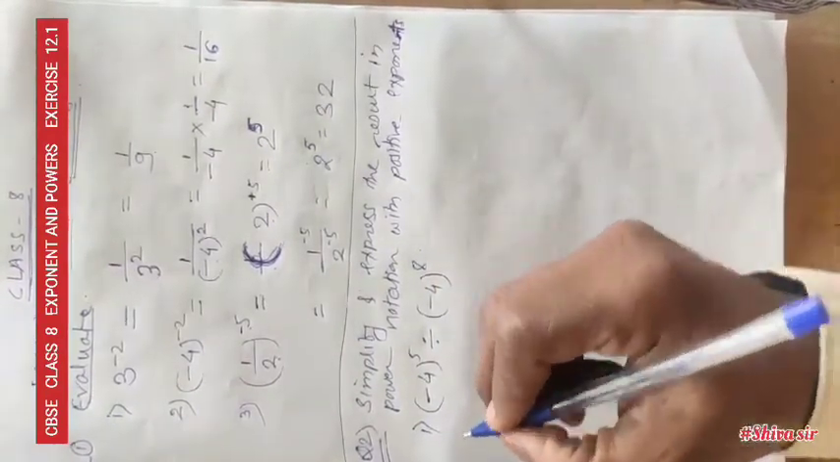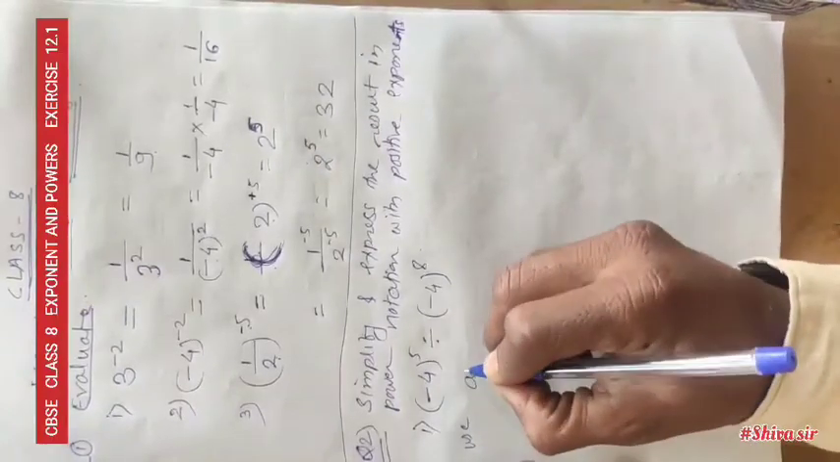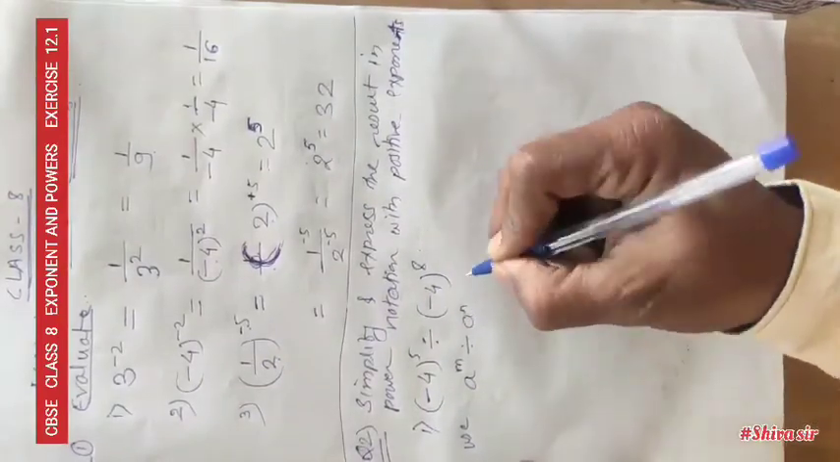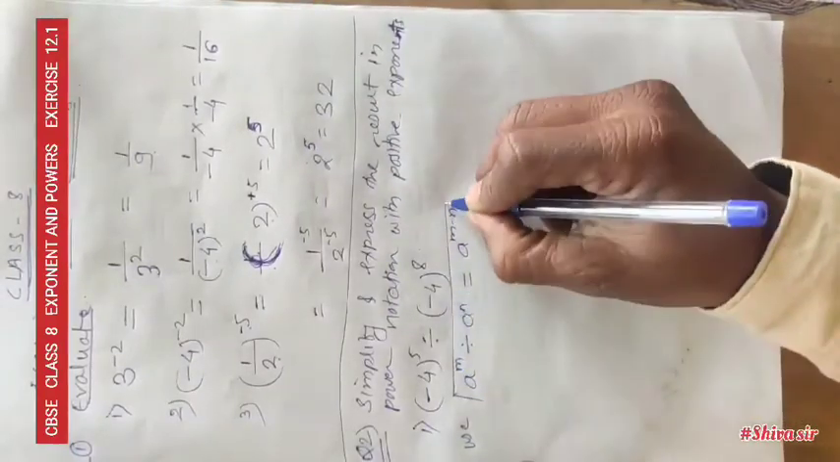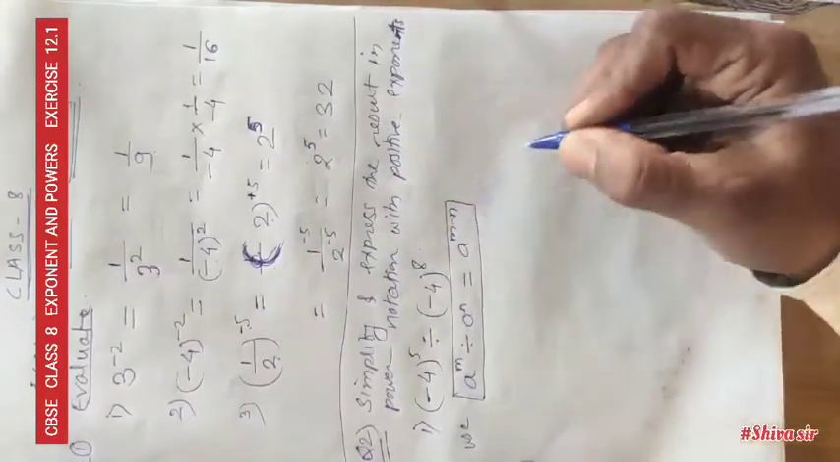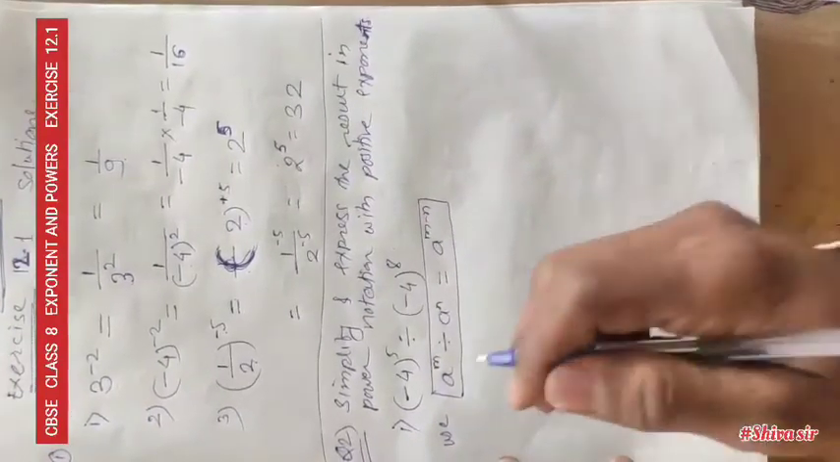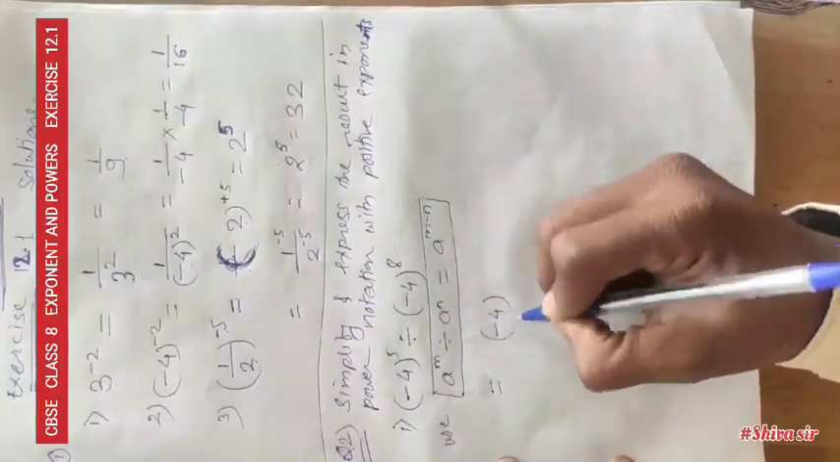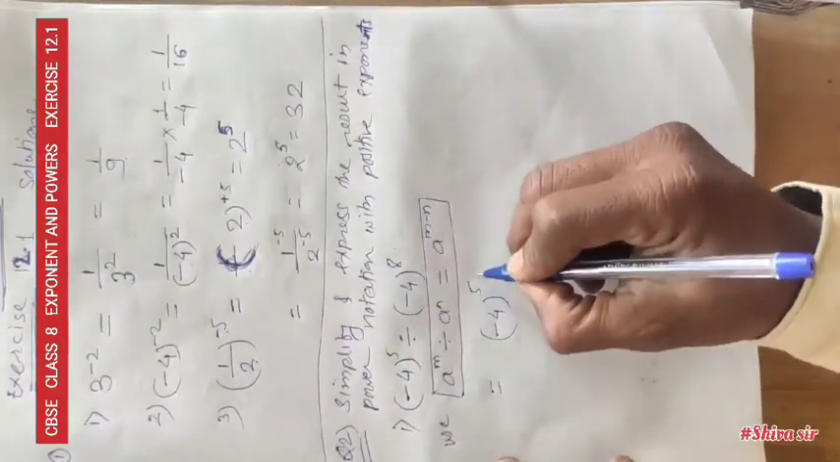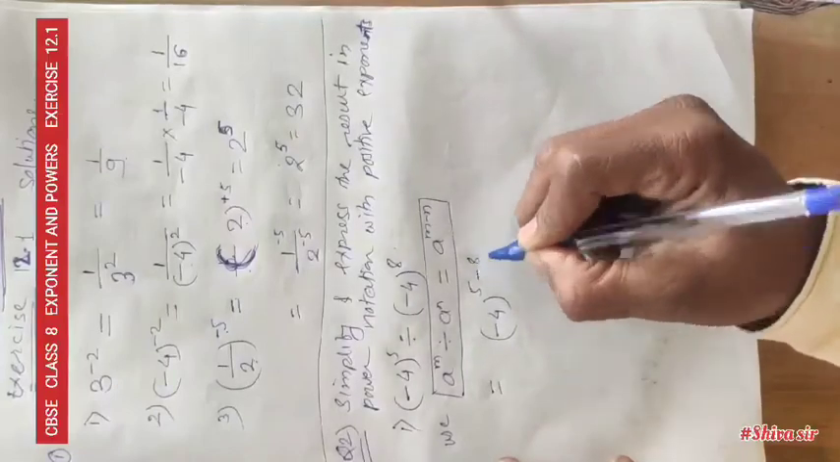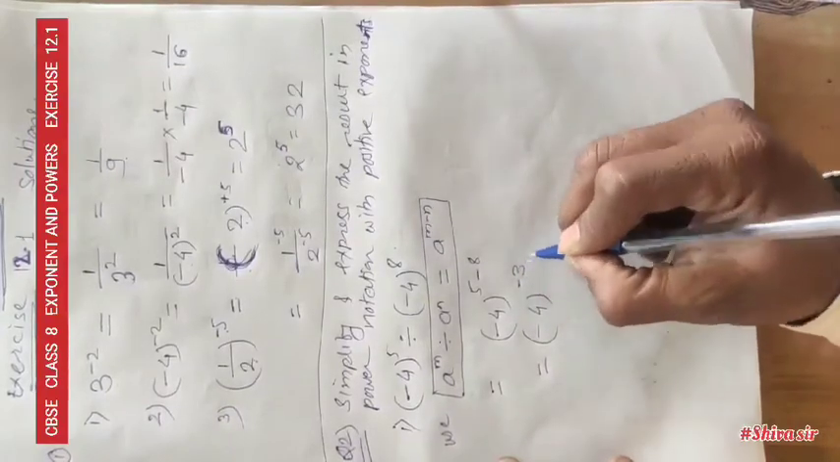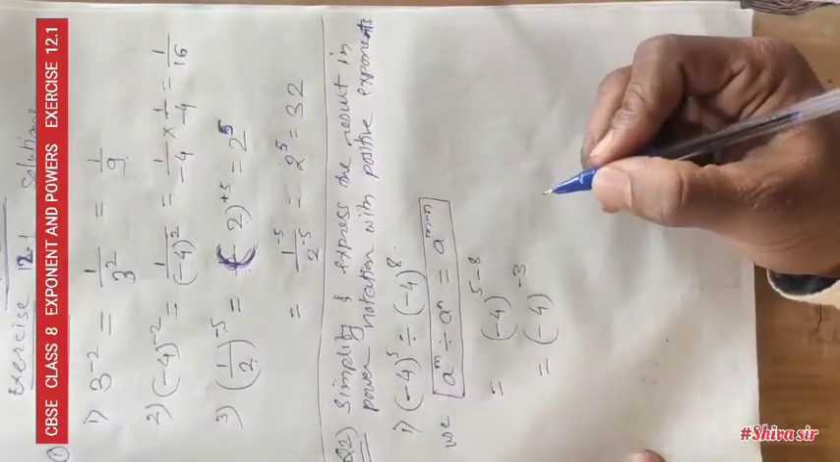Here in this step we use the law: a raised to the power m divided by a raised to the power n. The result is a raised to the power m minus n, that is the subtraction of the exponents. By using this formula, what is the value of a? Minus 4. What is the value of m? 5. Minus, what is the value of n? 8. So here it is minus 4 raised to the power minus 3.